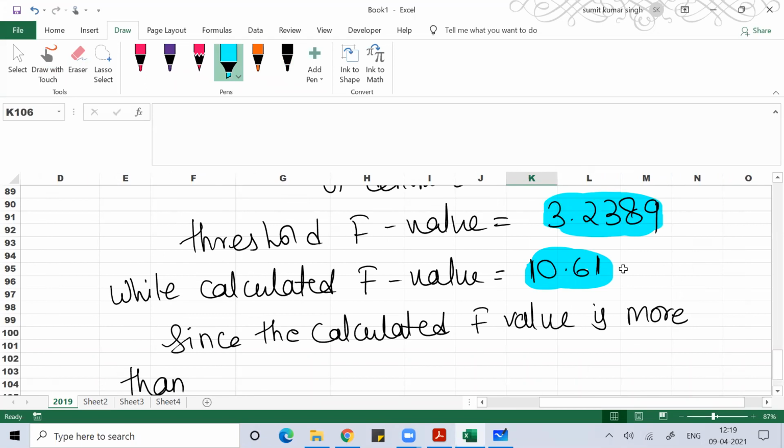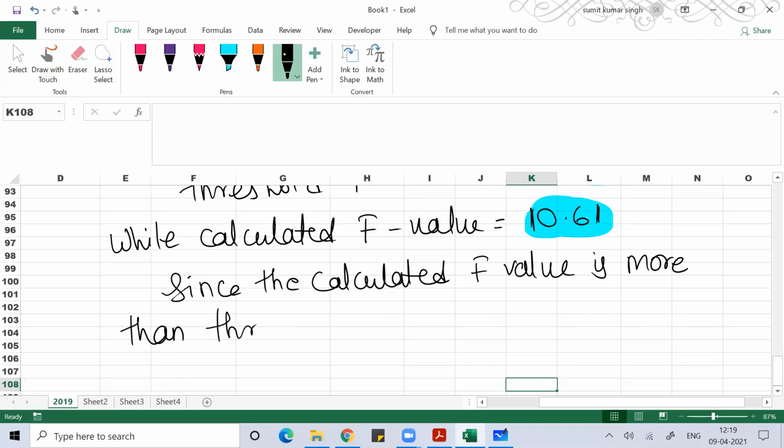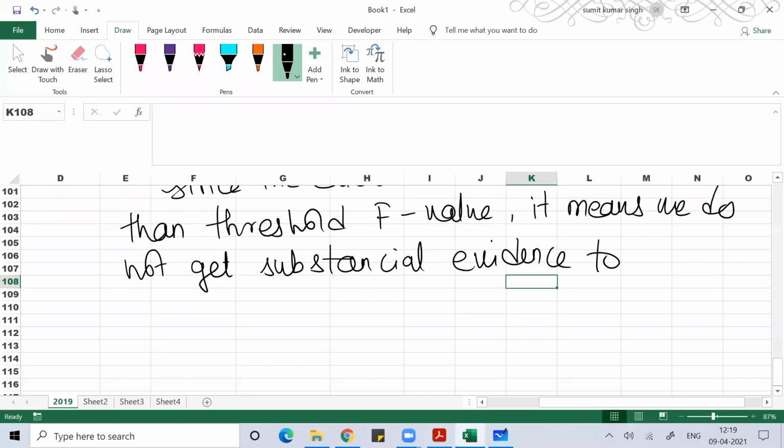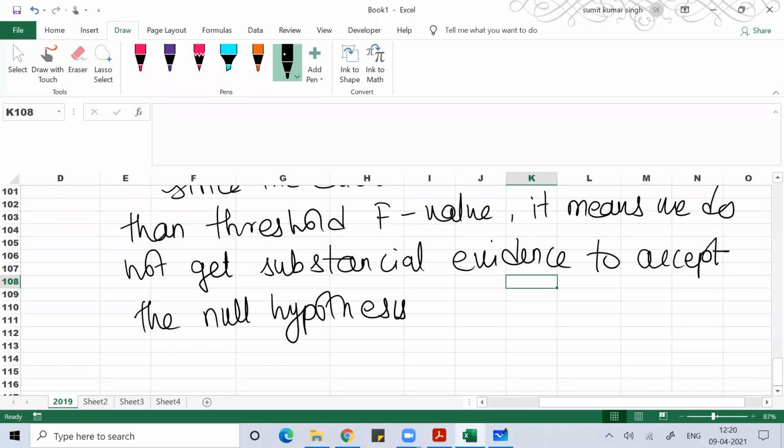You will accept the null hypothesis only when the calculated value is less than the threshold value. Here your calculated F value is more than the threshold value. So what does it mean? It means we do not get substantial evidence to accept the null hypothesis. What does this mean? This means that we are rejecting the null hypothesis.